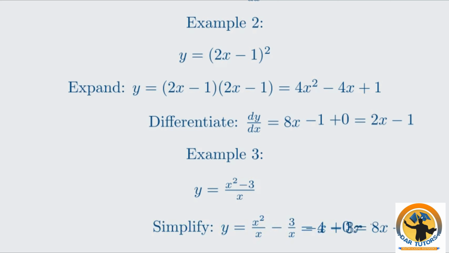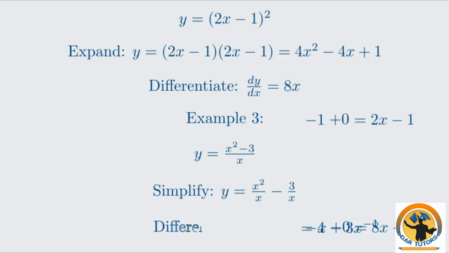Now we can differentiate. The derivative of x is 1. The derivative of negative 3x to the negative 1 is negative 3 times negative 1 times x to the negative 2, which is positive 3x to the negative 2. So dy by dx equals 1 plus 3 over x squared.